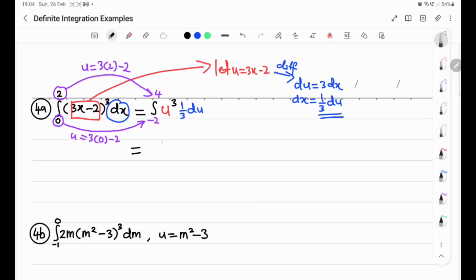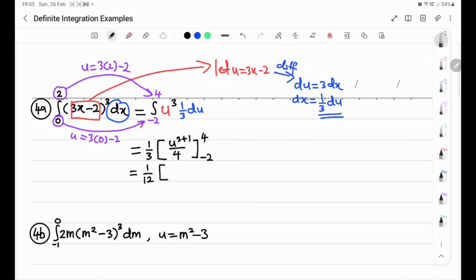Before we integrate, we can take out this 1 over 3 outside. So we put 1 over 3 outside here, then we can integrate in peace. So u power 3 becomes u power 3 plus 1 over 4, and then close them with the new limits 4 and minus 2. Since every limit over here is already a u value, we can just substitute right away. But before that, we can take out this 1 over 4 to become 1 over 12.